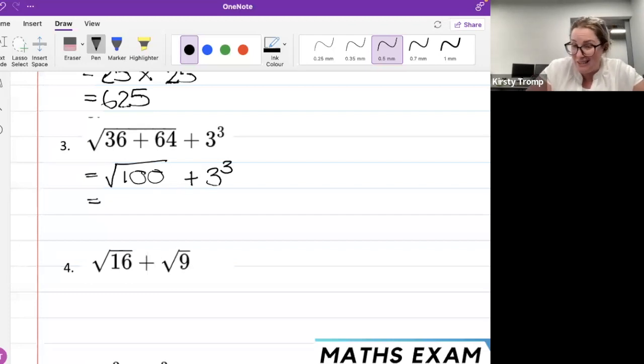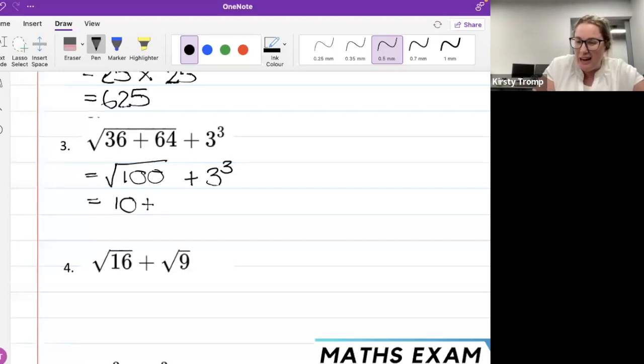Okay, we've been practicing this one. We've been practicing the square root of 100. All right, so B is for brackets. We've done the brackets now. Remember, it was almost like it was underneath. All right, square root of 100 is going to give me 10.